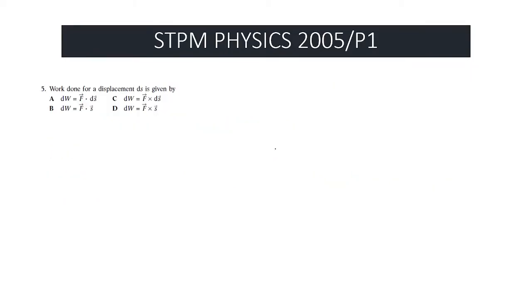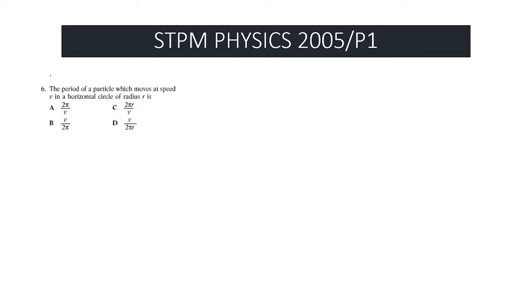Question 5. This is a straightforward question. If you remember the definition of work done, work done is the dot product of the force and the displacement S. In this case, the displacement is given in the form dS, so the work done should also be in terms of dW. So the answer is A.